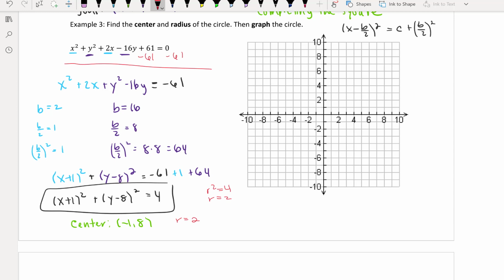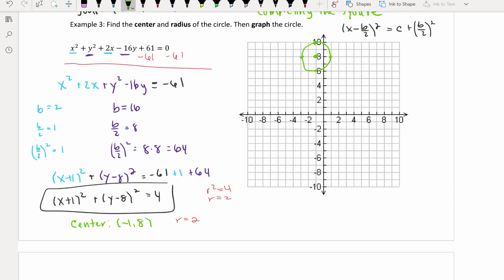So now I have my graph. I know my center is at negative 1, 8. So negative 1, 8 is there, and my radius is 2. So that means I'm going to go up 2, down 2, to the right 2, and to the left 2. So that is what my circle looks like.